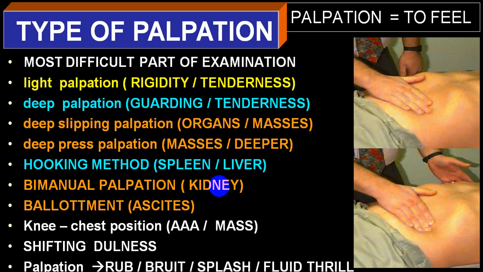We'll be explaining what is the importance and how you differentiate abdominal aortic aneurysm and a mass sitting on the aorta.